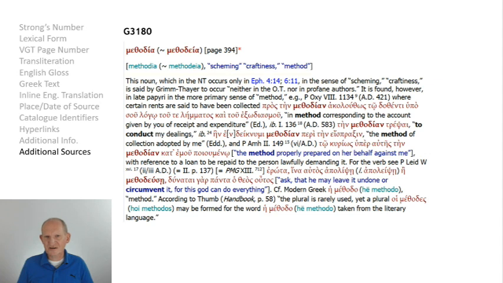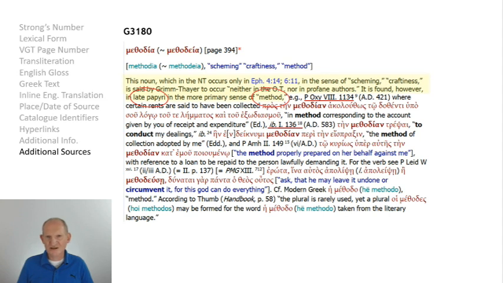For example, in their entry under Methodia, they point out that Grimm Thayer, in their lexicon, state that this word is not found in profane authors, that is, outside of biblical and ecclesiastical writings. But they say that it's found in late papyri and in the sense of method. And notice that they list some papyri. For example, P.Oxy 8, 1134, P.Oxy 1, 136, and there are a few others.